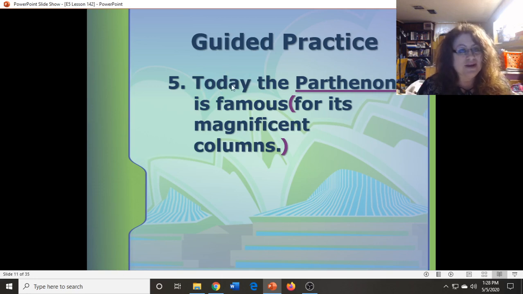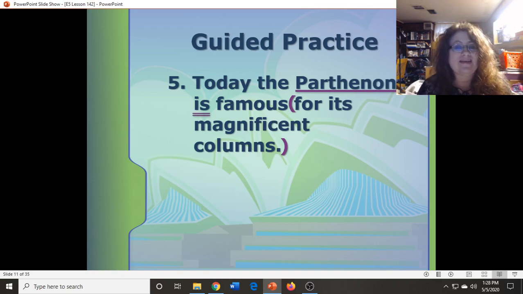That can be a little bit tricky, but look at the rest of the sentence. Is famous for its magnificent columns. Today does not have magnificent columns. The Parthenon has magnificent columns. Okay, and the verb is actually a linking verb. Remember our linking verbs? Hopefully you're saying, yes, Mrs. Harshaw, I remember our linking verbs. Am, is, are, was, were, be, being, been. Hopefully that's in your head. Anyway, is a linking verb.